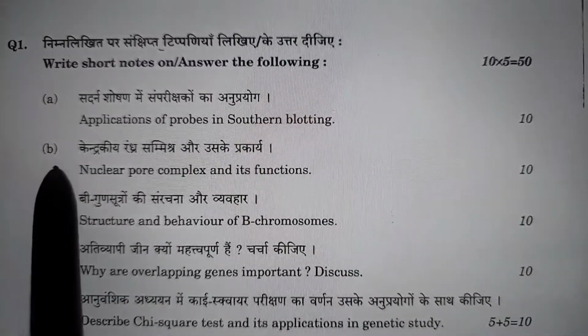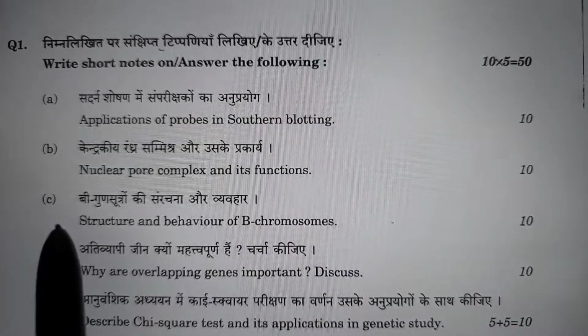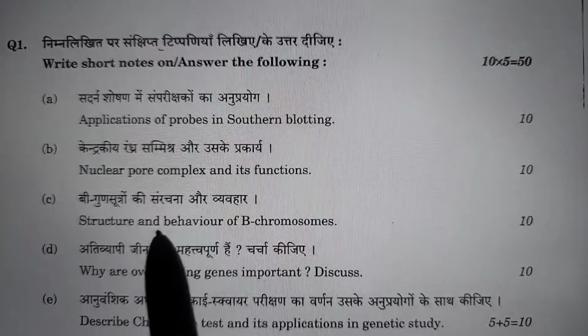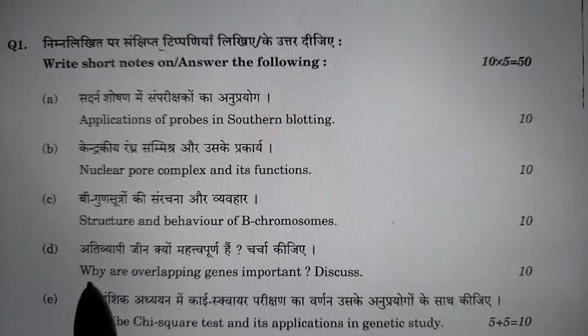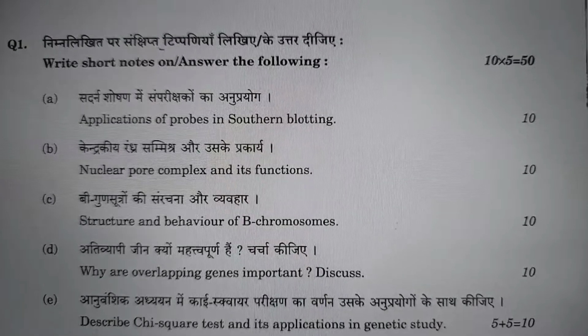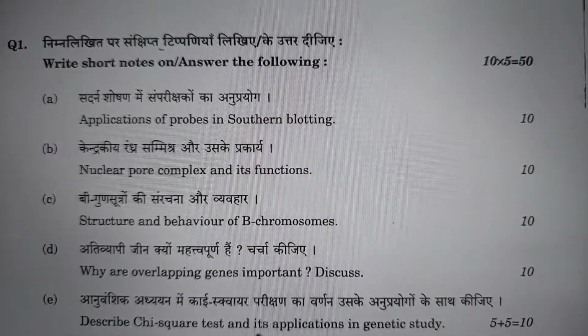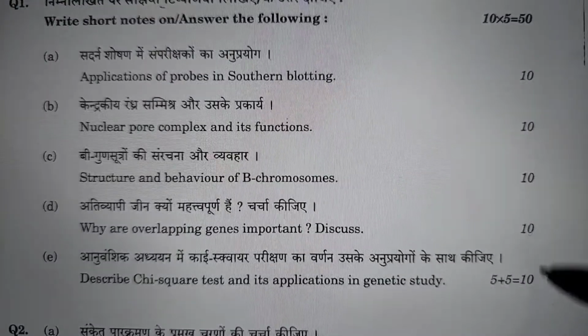Okay, the B is nuclear pore complex and its function. The C is structure and behavior of B chromosome. Okay, D is why are overlapping genes important? Discuss. E is describe the chi-square test and its importance in genetic study. So each one is 10 marks, total 50.